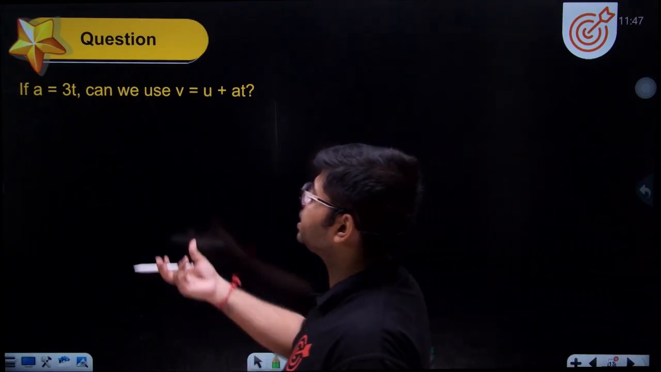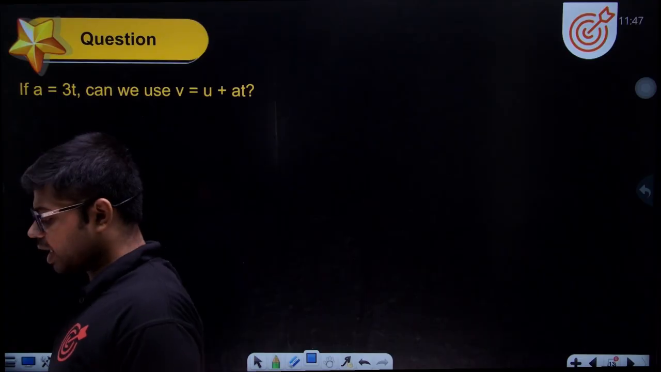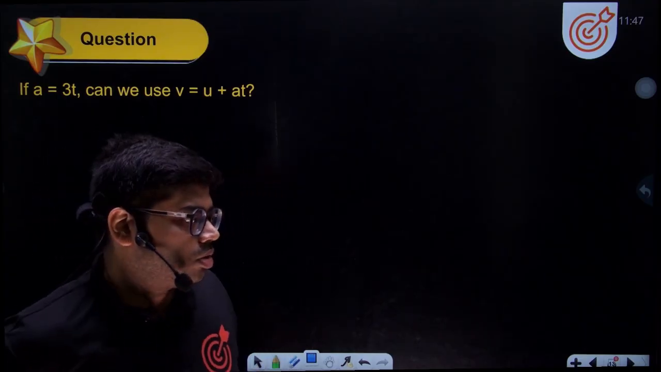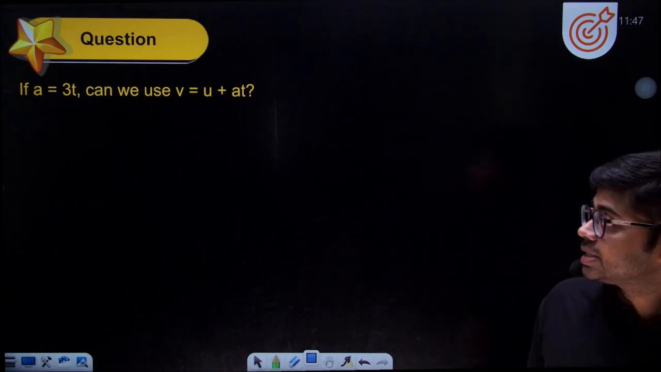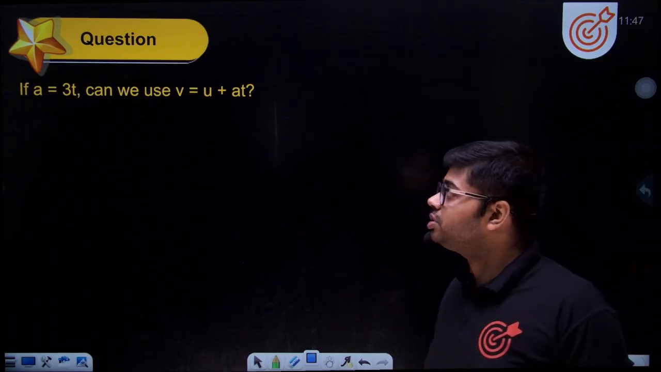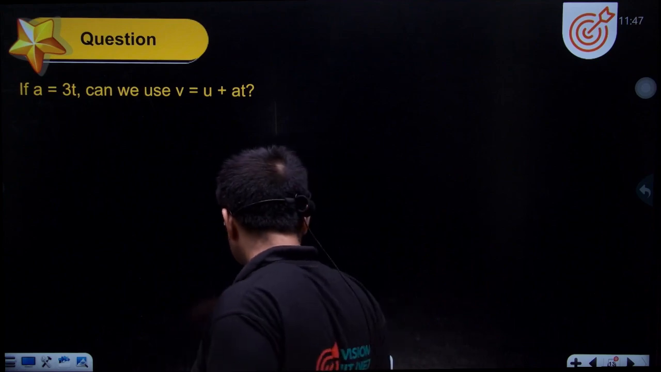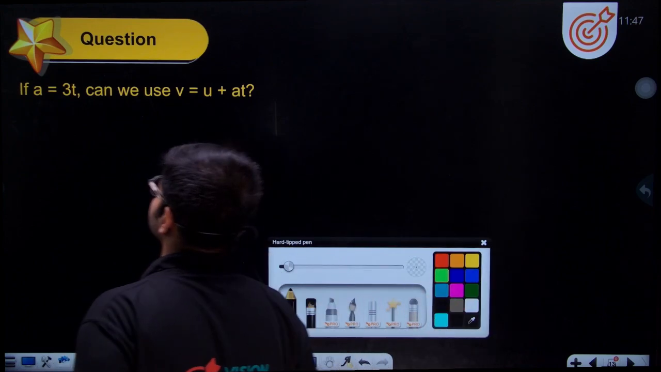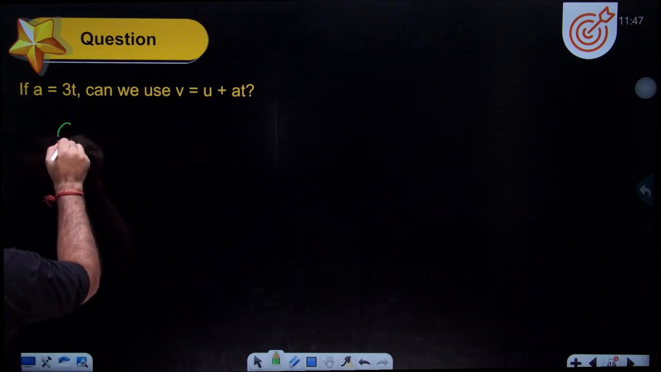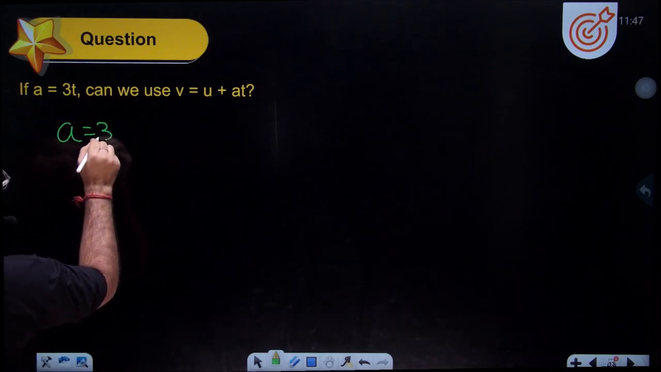If A is equal to 3t, can we use V is equal to U plus AT? That is the question they are asking. If A is equal to 3t, what does it mean? Let us try to get the implication of it. So they are saying A is equal to 3t.